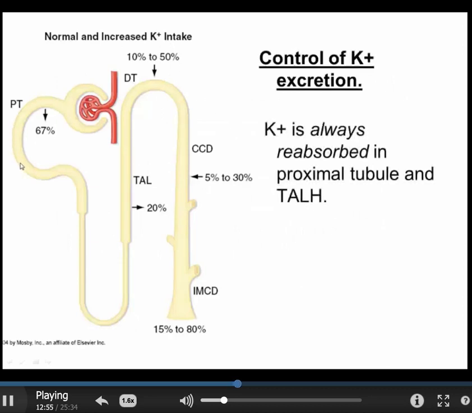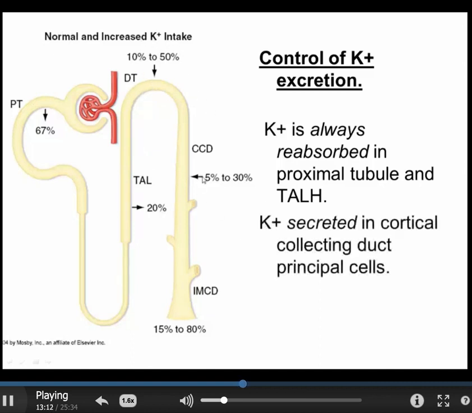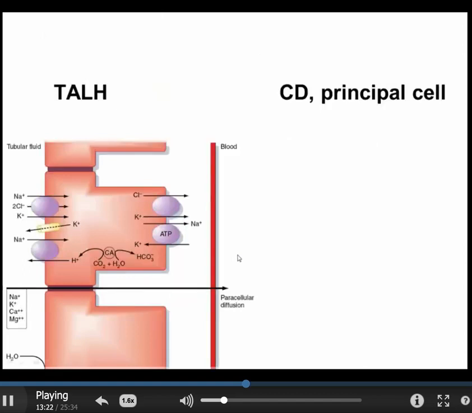There's always reabsorption of potassium in the proximal tubule and the thick ascending limb. On a normal potassium intake, the fluid arriving in the distal tubule only contains about 10% of the filtered potassium. The final determination of how much potassium is in the urine is determined by how much is secreted in the collecting ducts via the principal cells. Let's look at the tubule transport processes that are involved.